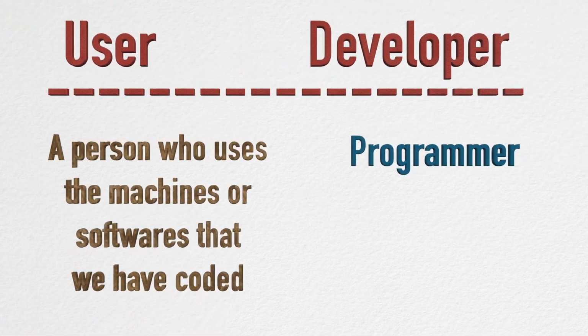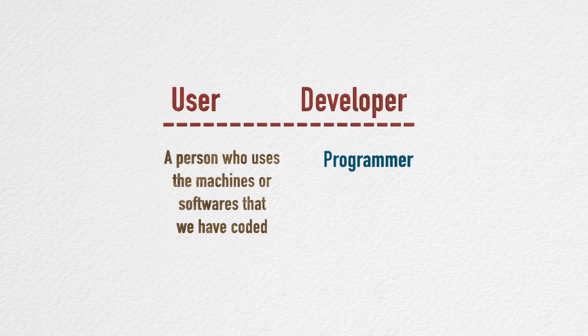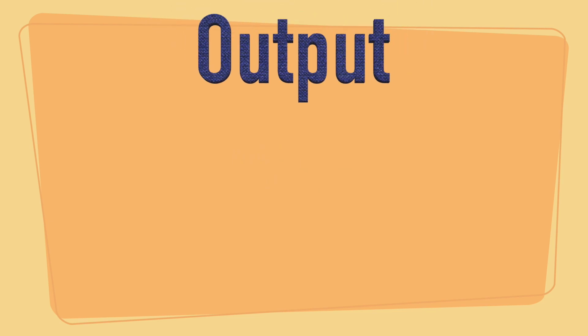Here I wrote two things, user and developer. User means a person who uses the machines or softwares that we have coded. And developer means programmer. And one more thing I have to tell you is output.